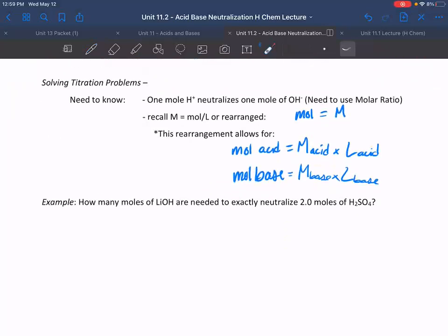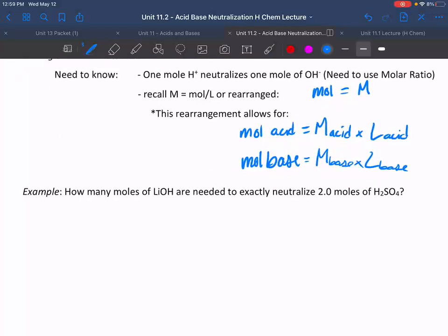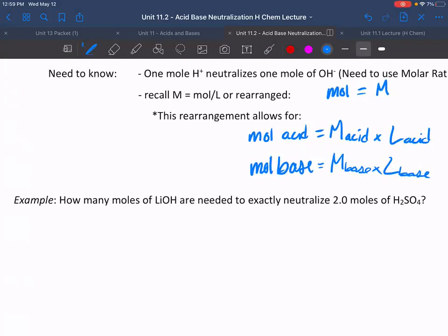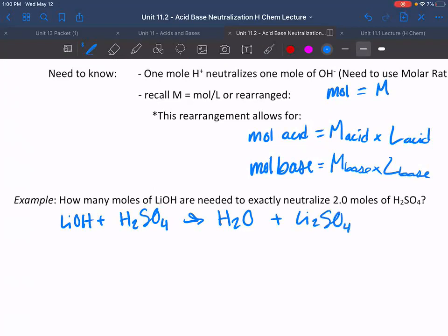And so this first example here is just strictly working with moles. It asks how many moles of LiOH are needed to neutralize 2 moles of H2SO4. So the key here is if we think about the reaction that's happening, we have lithium hydroxide being added to sulfuric acid, which will make water and lithium sulfate. Is this reaction balanced? No. You should be shaking your head no. So what we need to do to balance it is put a 2 here and a 2 here.